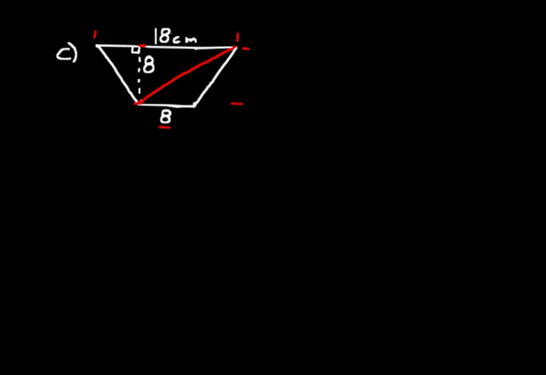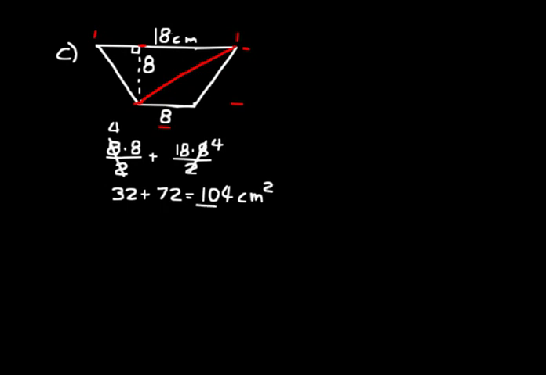So what we need to do here is, let's do the bottom triangle, 8 times 8 over 2, plus the top triangle, which has a base of 18 times its perpendicular height of 8 over 2. We can reduce both of these fractions. 4 times 8 is 32, plus 4 times 18 would be 72, for a total of 104. We use centimeters for our units on this one. Square centimeters is the area.